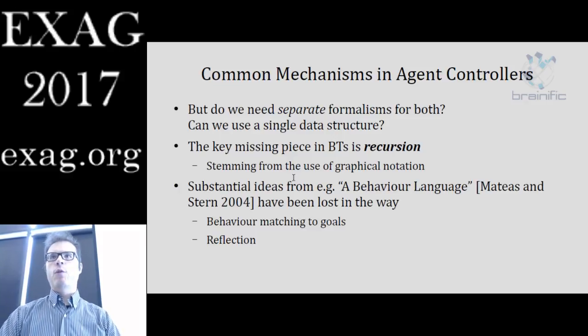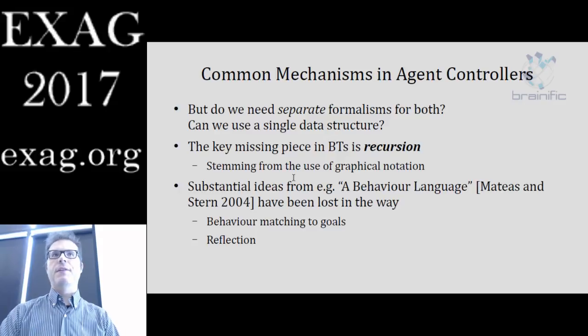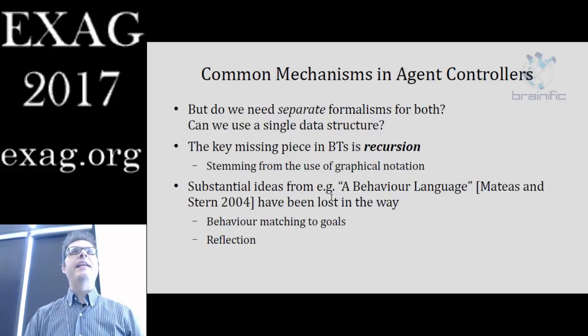But do we really need separate formalisms for that? It seems that we have silos: FSMs, behavior trees, planners. Could we use something in common? So if you take a look at behavior trees, for example, the missing piece here is recursion. You have a graphical notation. It's a bit hard to fit recursive definitions in it. And apart from that, there are some substantial ideas that could be incorporated, for example, from Matthias and Stern's work in AIIDE that have been lost in industry along the way, like behaviors being annotated with goals or preconditions to be able to assert some invariance on the behavior trees or their reflection in the behavior trees themselves.